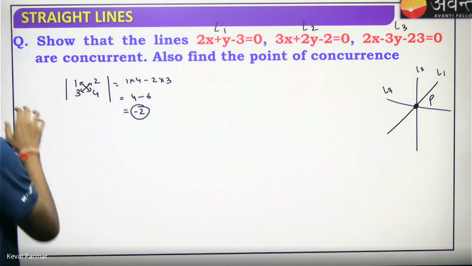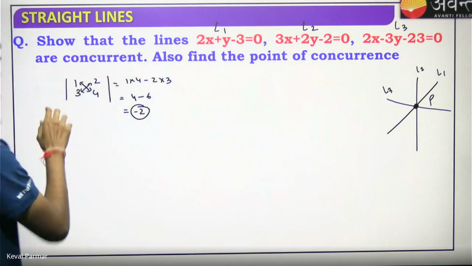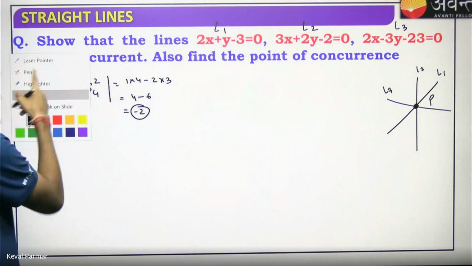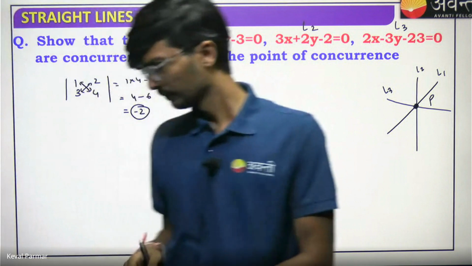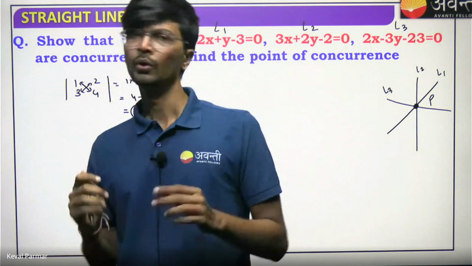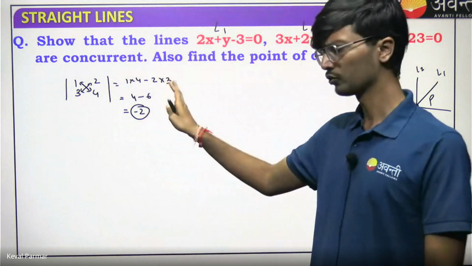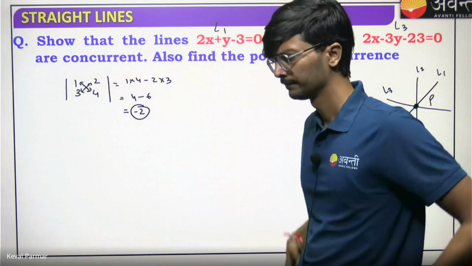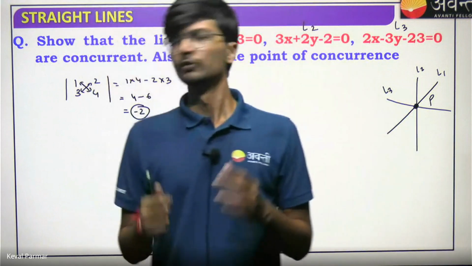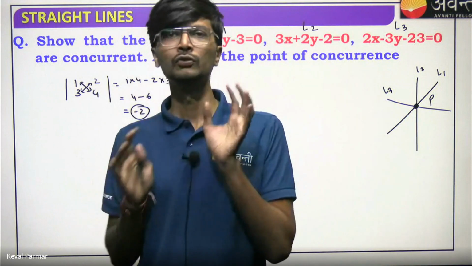Here, this is a basic example of calculating the determinant, right? But I hope you know this 2 cross 2 determinant. Do you know, guys? You would have done it in school. Okay, super. So the 2 cross 2 determinant we know.